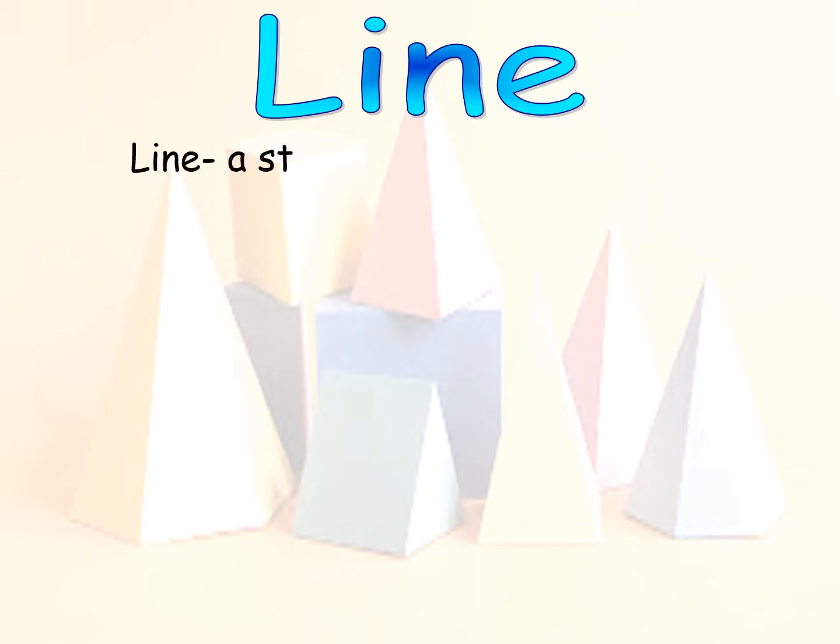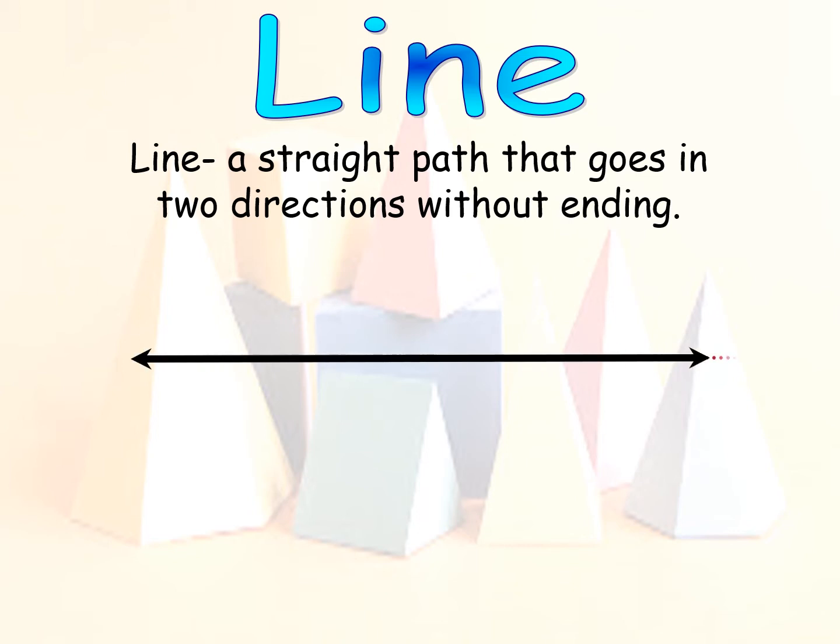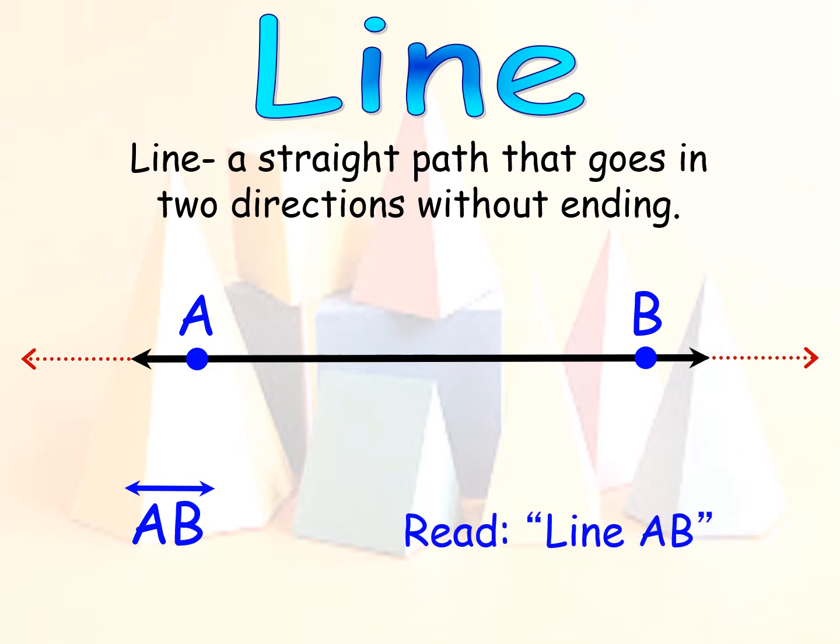Now let us have the line. Line is a straight path that goes in two directions without ending. So if we draw a line, it looks like this, and in both directions, it can be extended. So it is infinite. So if we have point A and point B, we call this figure line AB, or we read it as line AB. So the symbol for line is a bar and then arrow on both ends, and then you put the 2 points, so AB. So we have line AB.